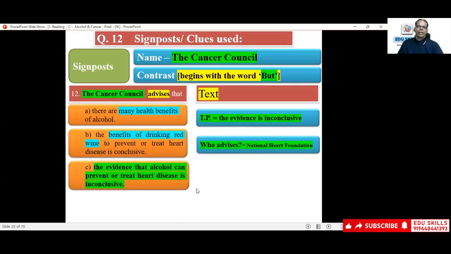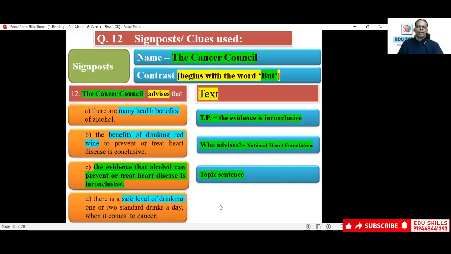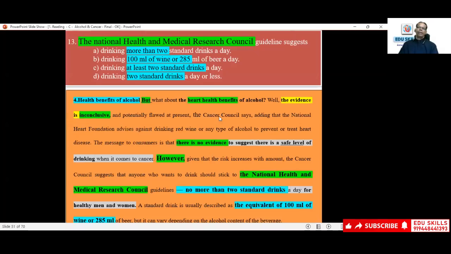And C, the evidence that alcohol can prevent or treat heart disease is inconclusive. The topic sentence says it is inconclusive. So that's the answer, and it's given in the very topic sentence. D, there is a safe level of drinking. There is no evidence to suggest there is a safe level of drinking, that is given in the text. So everything is clearly mentioned, and if you are expert in it, just looking at the topic sentence itself, you can find out the answer.